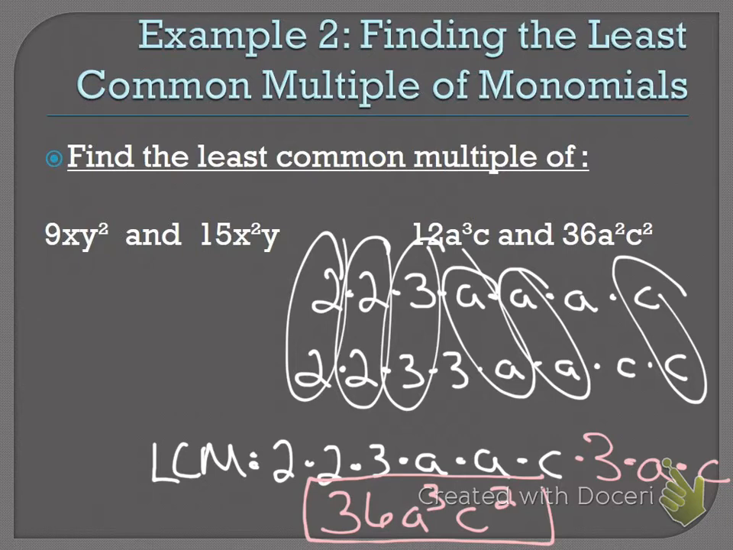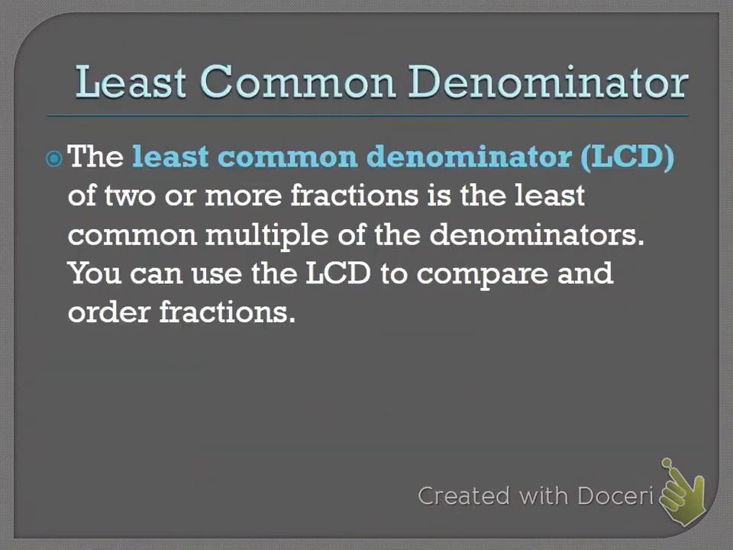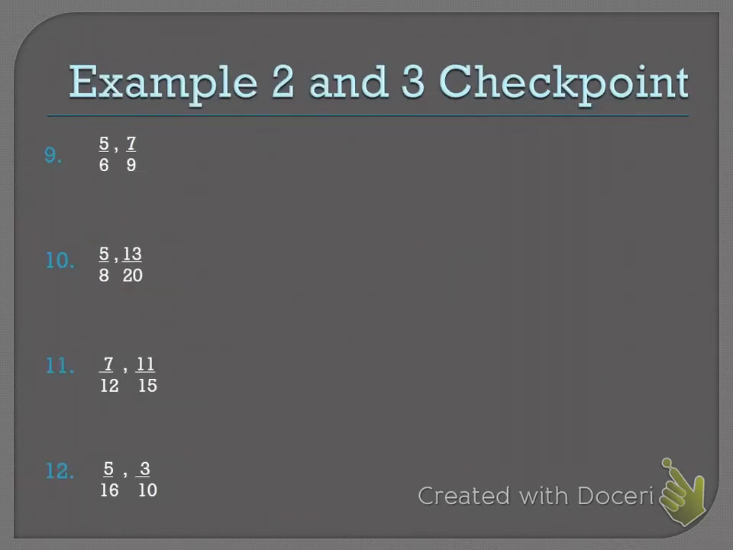Okay, so now we're going to shift gears to LCD. We're going to start with numbers, and then we're going to bring in variables. In example 3, we're now finding LCD. What do we need LCD for? In order to be able to compare fractions and see which one is truly bigger, we need to find LCD. So we're going to do this by using our listing the multiples method.